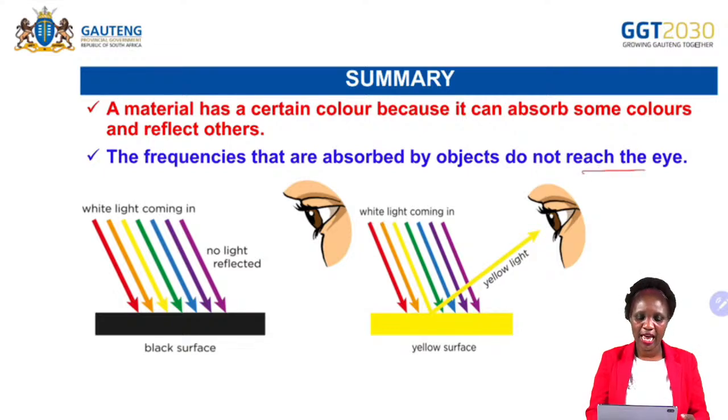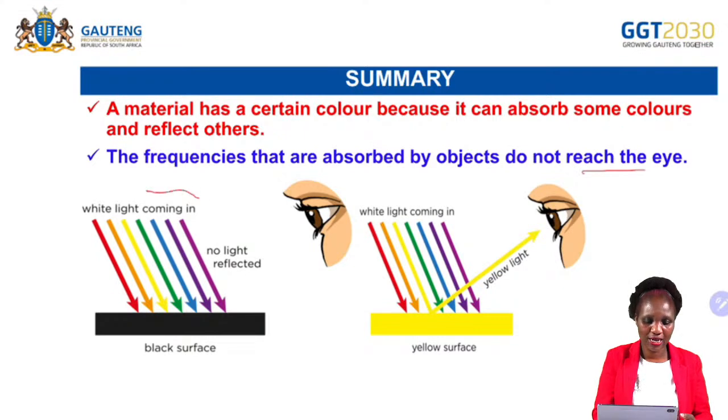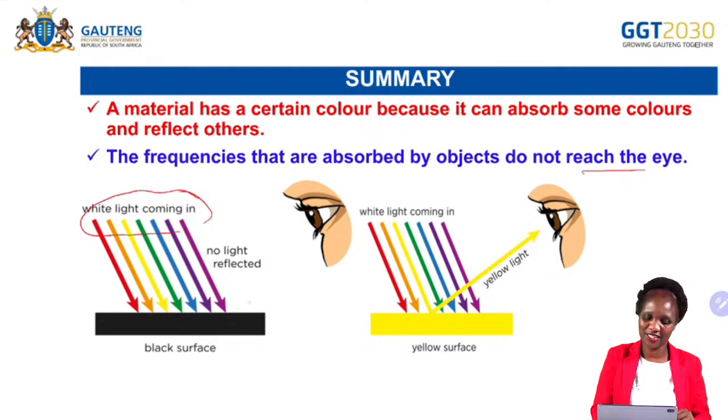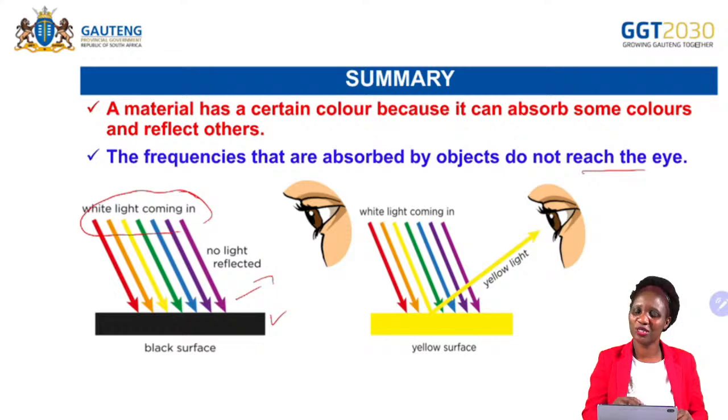The frequencies that are absorbed by objects do not reach the eye. And then this is white light coming in on this picture. And remember the colors of the visible spectrum. These are ROYGBIV. And then if they hit a black surface, and there is no light being reflected to our eyes, what are we going to see? We are going to see black.